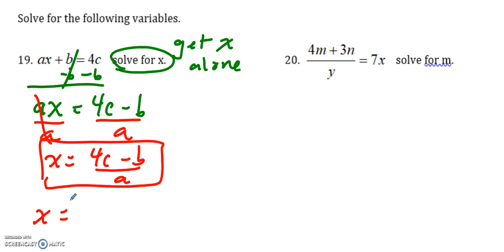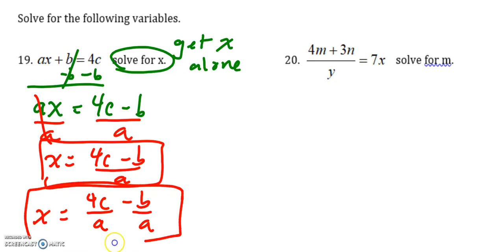Some of you might remember, though, that you could split this up into two fractions to get 4c over a minus b over a. Either answer is great.